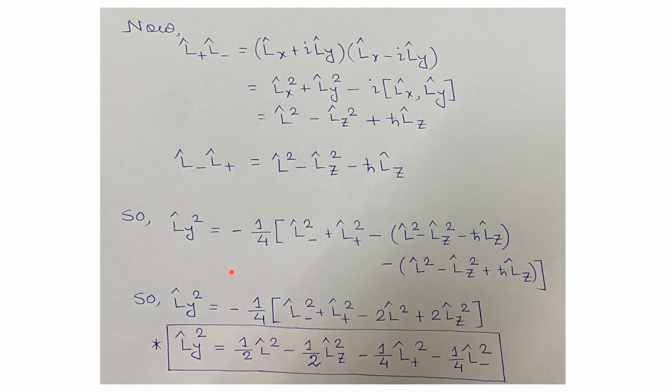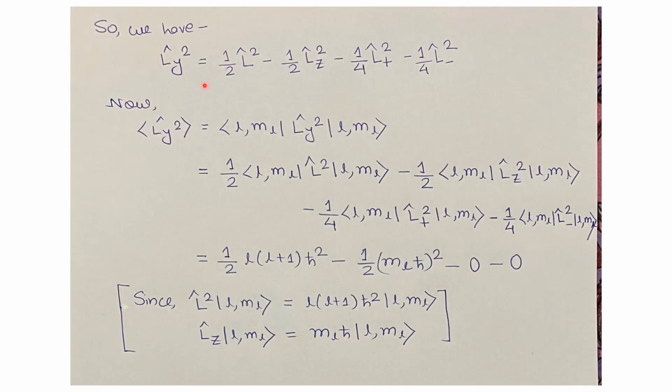We need this to find the expectation value of Ly squared. So we have Ly squared equals half of L squared minus half of Lz squared minus 1/4 L plus squared minus 1/4 L minus squared. So the expectation value of Ly squared is this, and we use the expression for Ly squared here. We get 4 terms: half of the expectation value of L squared, minus half of the expectation value of Lz squared, minus 1/4 of the expectation value of L plus squared, minus 1/4 of the expectation value of L minus squared.